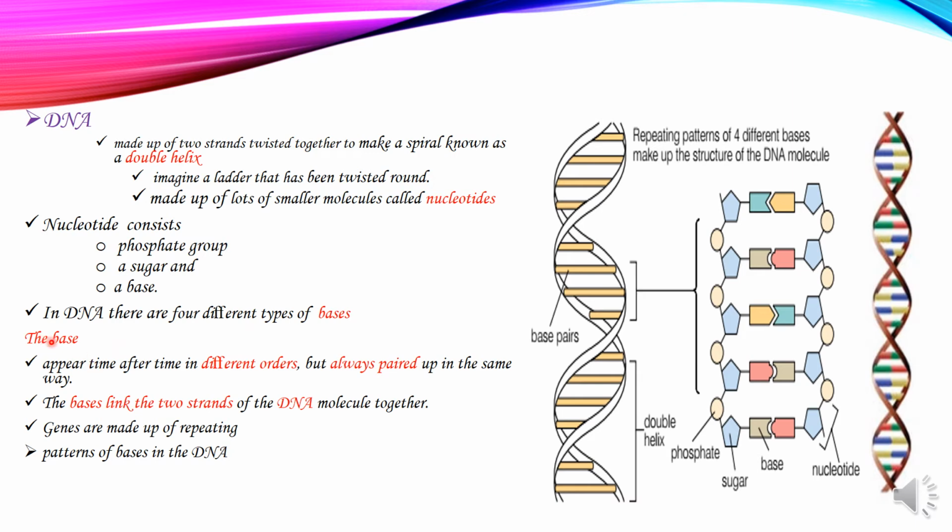So what are the roles of the bases? The bases appear time after time in different order. They differ in order, but are always paired in the same way. That means the order might be different, but the pairing is always the same. The bases link the two strands of DNA. Look, here is the base, which links the two strands. This one is one strand, and this is the other strand.